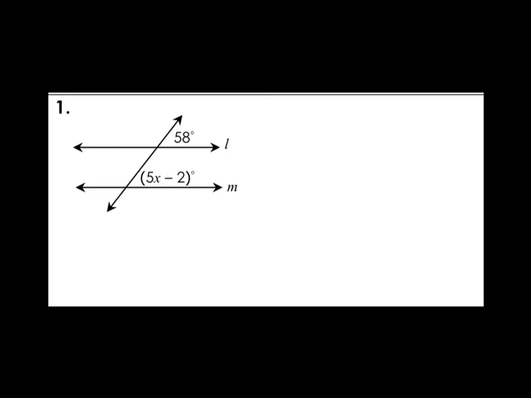All right, now we're going to look at angle relationships involving algebra. So here we're going to solve for the variable x, and we have angles 58 and 5x minus 2. Now if I look at these two angles, they are on the same side, and they're both on top of the parallel lines. One is on top of line L, and one is on top of line M, and that means that they are corresponding angles. All right, remember that corresponding angles are congruent.